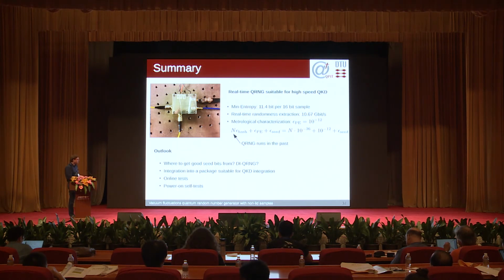To conclude, this is a random number generator that we can use for CVQKD. It's fast enough, maybe for a 100 megabyte per second system. What we need to do is a bit of online testing and power-on self-tests and integrating it into a package, and then we can directly use it.